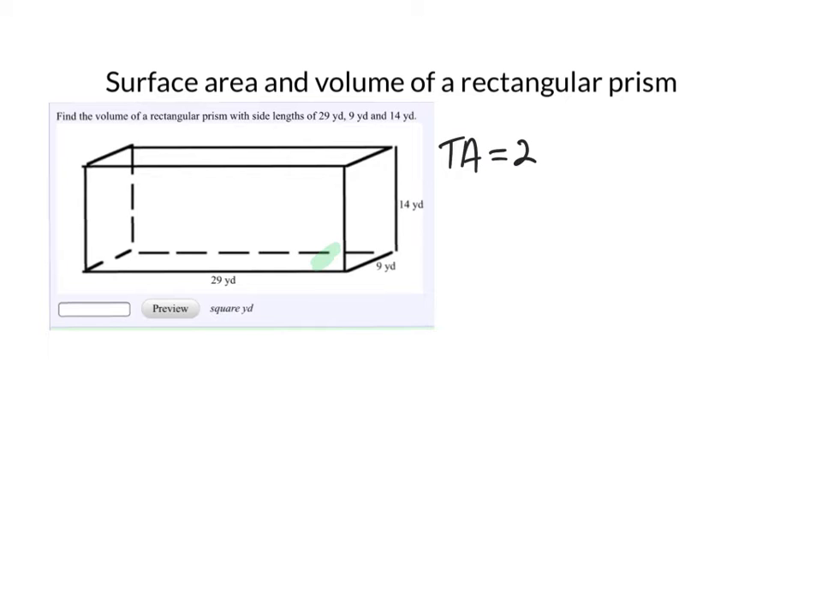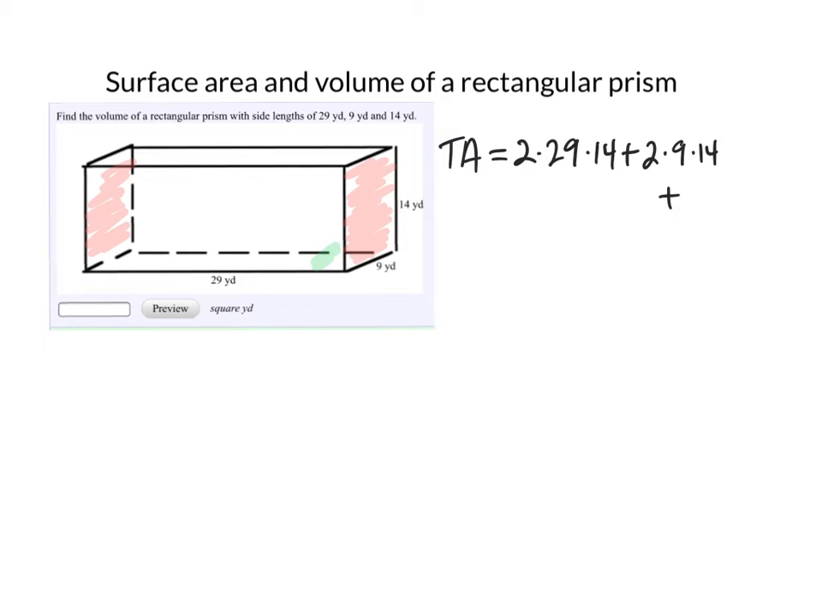So 2 times 29 times 14 plus, on the side of the thing we have a rectangle that's 9 by 14, and that occurs over there also. So there are two rectangles that are 9 by 14 plus, I'm running out of room.